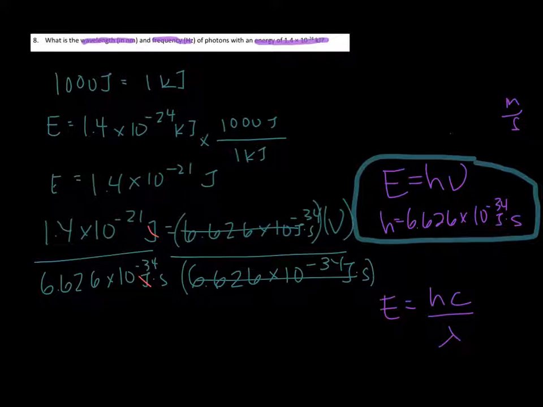And so I put that into my calculator, the 1.4 times 10 to the negative 21 divided by 6.626 times 10 to the negative 34. And what I end up getting is 2.1 times 10 to the 12. So the frequency is equal to 2.1 times 10 to the 12th inverse seconds, or hertz. It's the same thing.